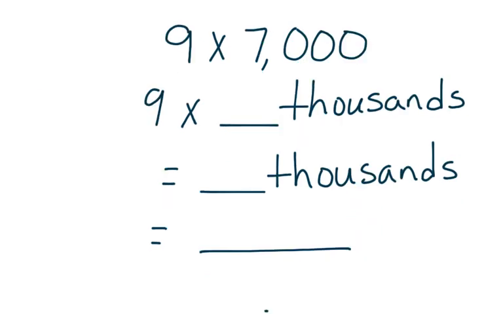Here we have 9 times 7,000. So we want to break down 7,000. How many thousands is that? Well, it's 7. Now we're going to multiply 9 times 7, and we get 63 thousands. We talked about in chapter 1 how when we have something like 63 thousands, we can cross off this S, and then we just read it 63,000, which is how we would write it.